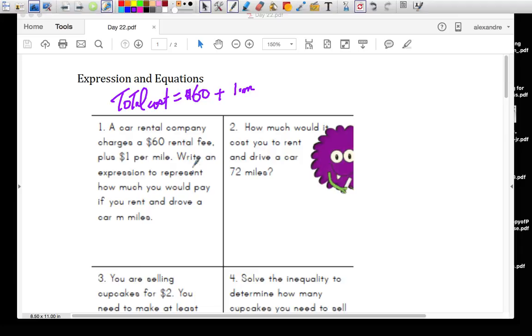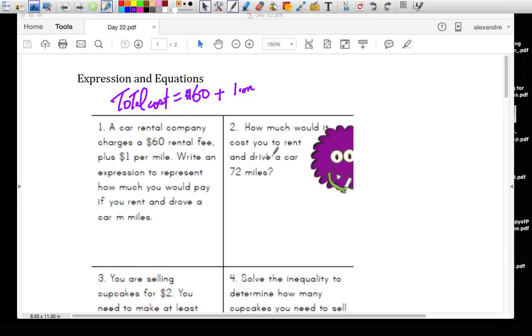That's your expression. Okay, so 60 bucks for the whole day, and then if you drove 50 miles, it would be 50 times 1, and that would give you 50, and then you add to 60 and it will give you the total. So that's your expression that I can use for any number of miles.